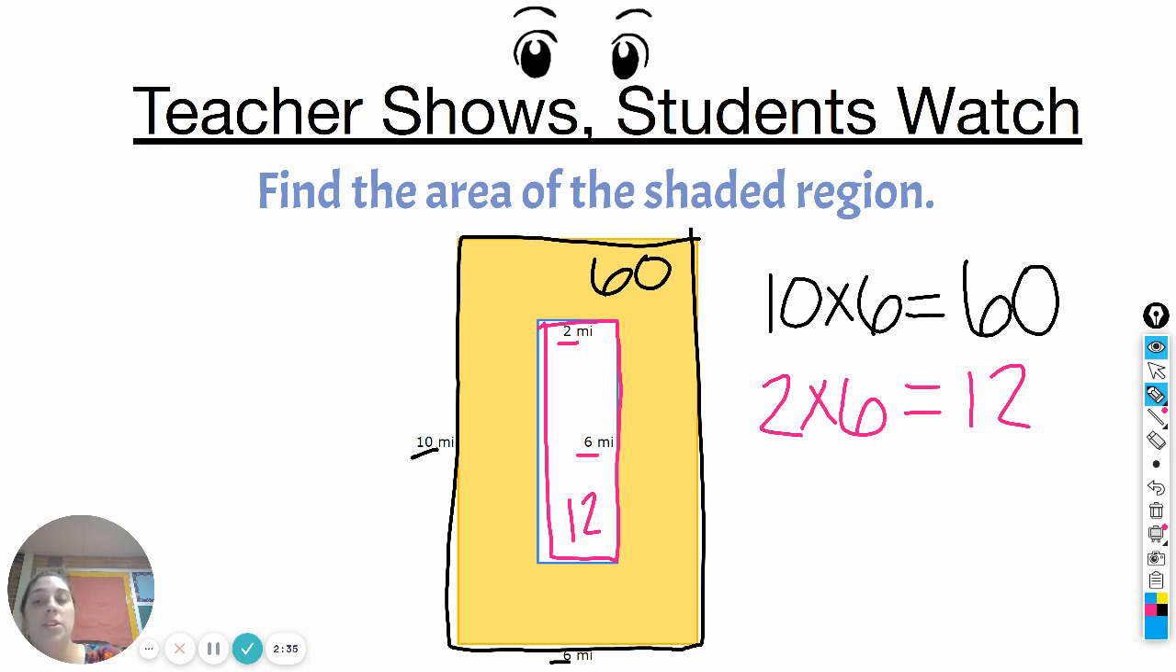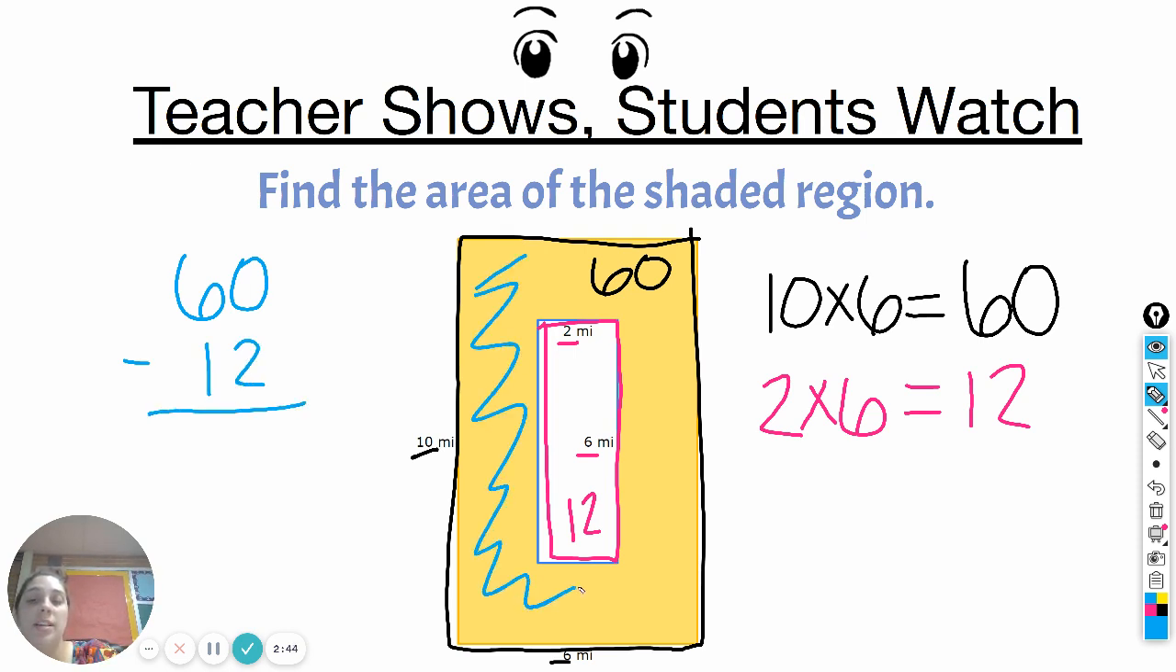So now what we need to do is take 60 minus 12, and that'll tell us the area of just this part here, okay? Just the actual yellow with the white taken out. So we're going to have to use our multiplication skills and our subtraction skills. Remember, step 1 is always start in the ones place, and we always have to do the top number minus the bottom number. So we have 0 minus 2. If we have 0, we cannot take away 2. So we need to borrow.